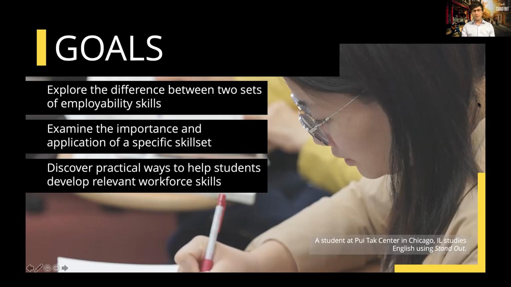So during our session, we looked at the difference between 2 sets of employability skills, those being hard skills and soft skills. We also examined the importance and application of one of those skill sets and how relevant they are given the short supply across the workforce. And we looked at some ways that we can help students to start to develop these skills by focusing on each of the 4 C's and how team projects incorporates all of them.